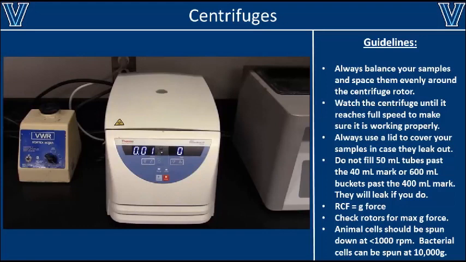So, just to review, when using a centrifuge, always make sure that your samples are properly balanced. And finally, when using 50 ml tubes or large buckets, only fill them to 80% of their maximum volume to prevent any spills that might happen in the centrifuge. If a spill does occur, make sure that you clean it up immediately.